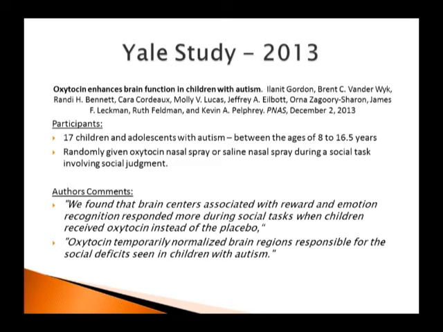Okay? And what they found, and what the authors commented, was that the brain centers associated with reward and emotion recognition seemed to respond more during the social task when the kids were getting the oxytocin as opposed to the placebo, which was the saline nasal spray. And they're correct in their assessment that oxytocin temporarily normalizes brain regions responsible for social deficits. And that's a key word, temporarily, okay? Because even in my practice, I've not seen a permanent fix per se.